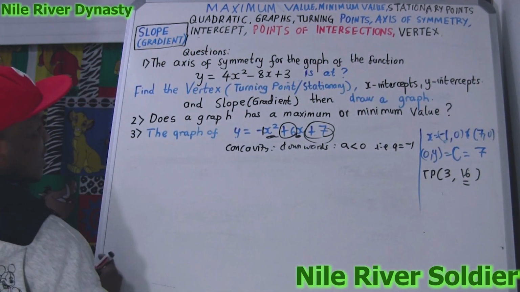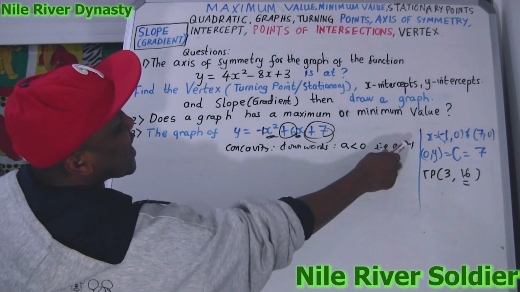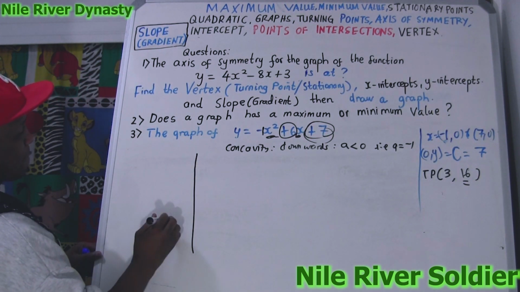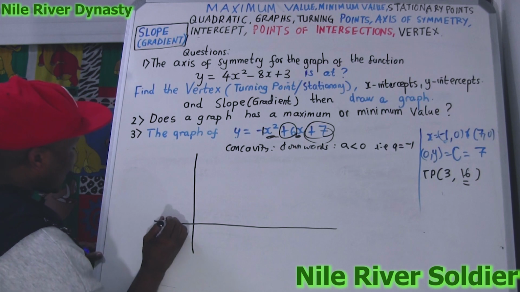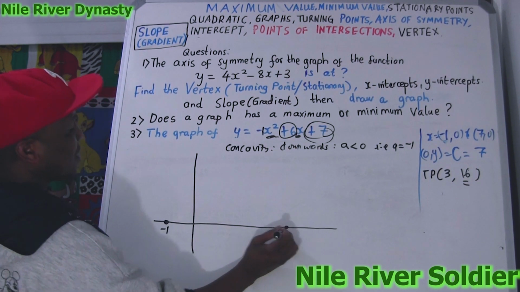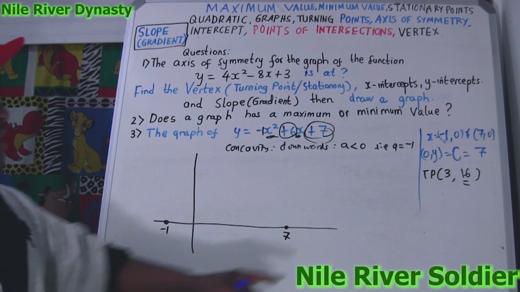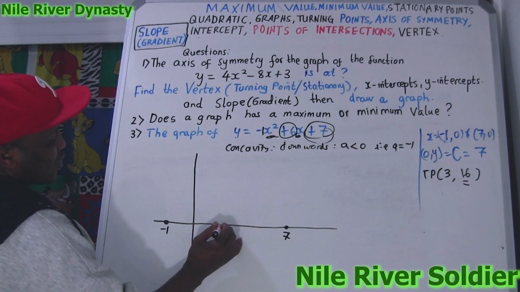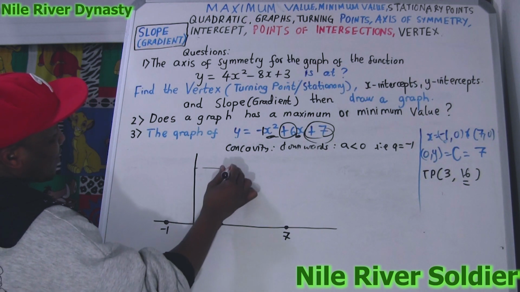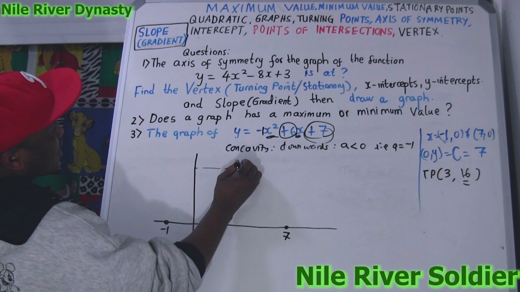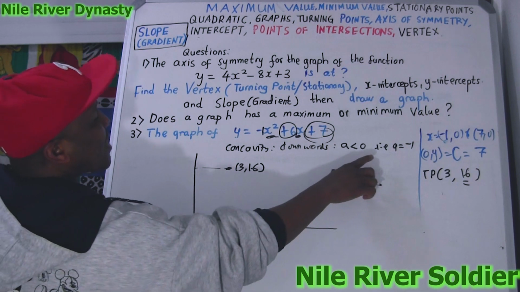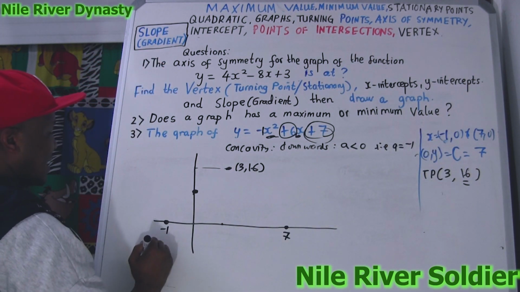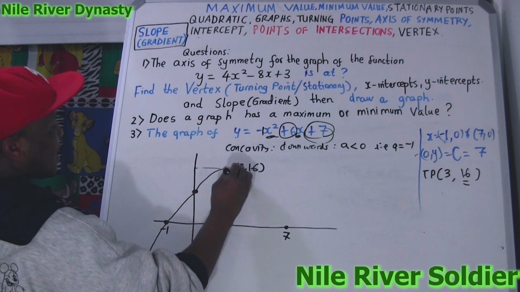Now let's draw the graph. The x-intercepts are negative 1 and 7. Let's say this is negative 1, and here is 7. This is a rough sketch, never mind. The turning point is 3 and 16. Let's say x equals 3 is somewhere here, and 16 somewhere here. This is a rough sketch, guys. The y-intercept is 7. Exactly, we got it.